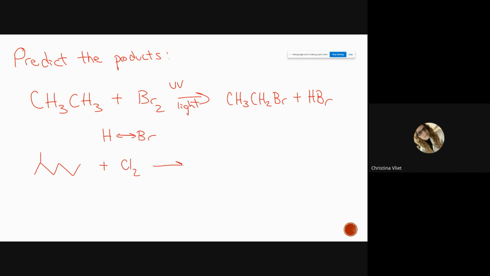Make 1 major product out of this. Make 1 product. Well, 2 products. One would be the byproduct, one would be the organic product. Predict the products. Assuming that the propagation only happens once, predict the products. What would you do here? The same thing you did before.